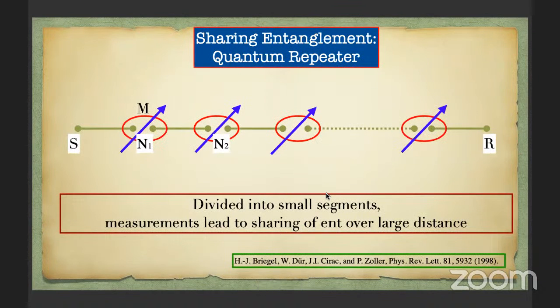Now, let's go back to the literature, where it has already been theoretically proposed how to share entanglement over large distances. One of the prominent proposals is the quantum repeater, which you also heard about yesterday and in many other talks. Suppose I want to share entanglement between S and R, sender and receiver, over a large distance. Then you divide this long distance into small segments, and these small segments or nodes I denote by N1, N2, and so on. And you perform measurements in all the nodes so that at the final stage, S and R share some entangled state.